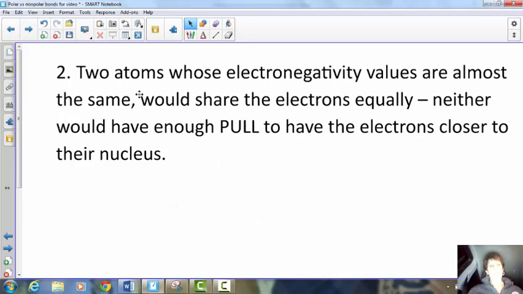Here's another example. If you take two atoms whose electronegativity values are almost the same, that means that their pull on the electrons would be pretty equal, and neither would have enough to pull them closer to their nucleus. So that also would be nonpolar covalent bonding.